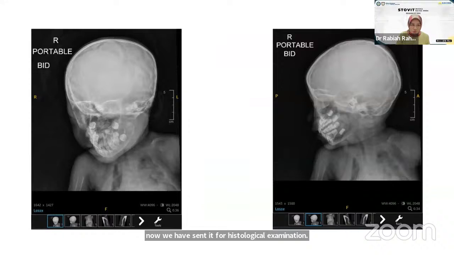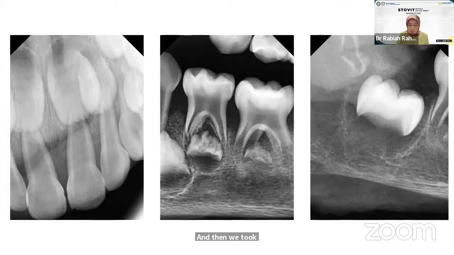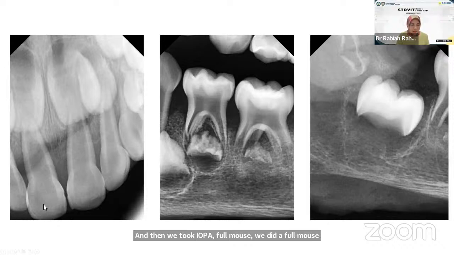Yeah, and we took X-rays. This skull X-ray was shown to us. The appearance is consistent with osteogenesis imperfecta. And then we took IOPA, a full mouth survey, as you can see, for the deciduous teeth. The pulp chamber and the root canal are so large. And the enamel is quite thin comparatively.